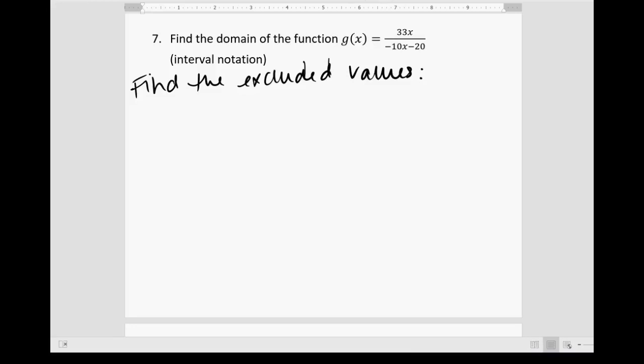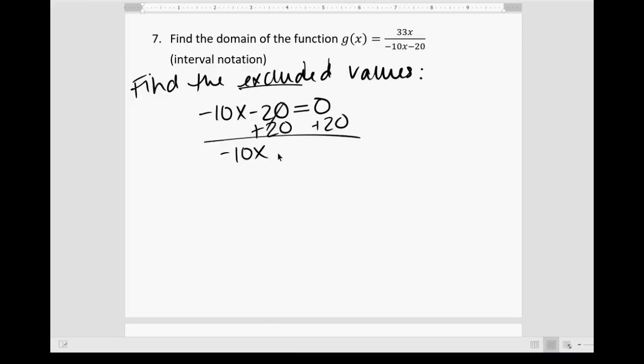In order to do that, you take the denominator, in this case negative 10x minus 20, and set it equal to 0. By doing that, that tells us what makes the bottom equal 0, so we know exactly what to exclude, what to throw out of our domain. So we're going to solve for x here. To start, I'm going to add 20 to both sides.